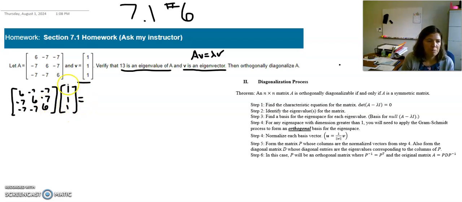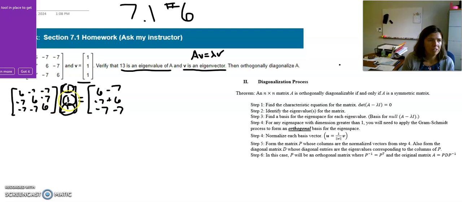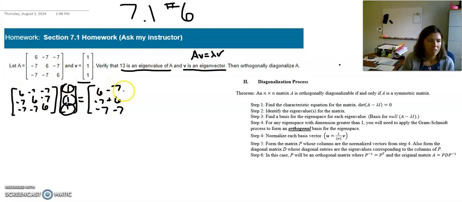When you multiply a matrix times a vector, you do first entry here, so 1 times the first column, so that'll give you this. Plus second entry here, so 1 times the second column, so you're going to get -7, 6, -7. And then plus 1 times the third column, so -7, -7, 6. And so when we do the arithmetic there, 6 minus 7, that's -1, minus another 7, that's -8.